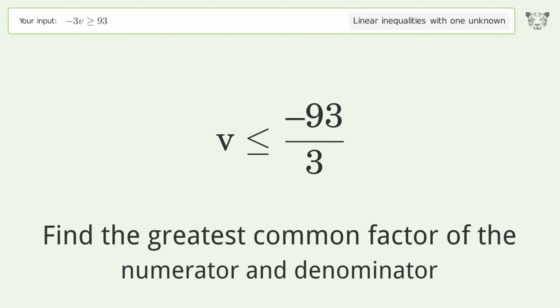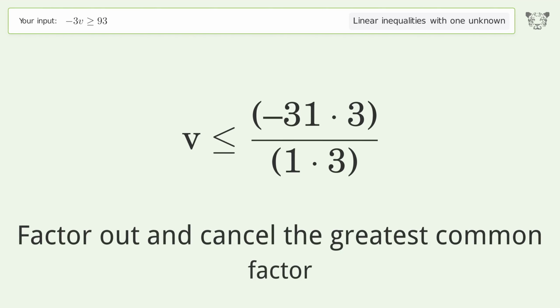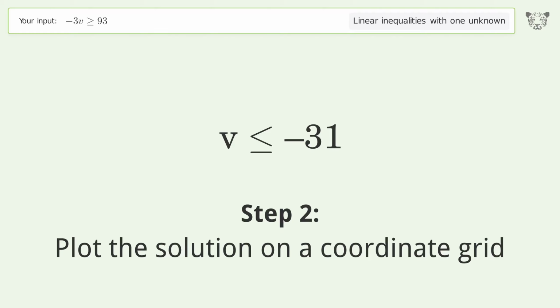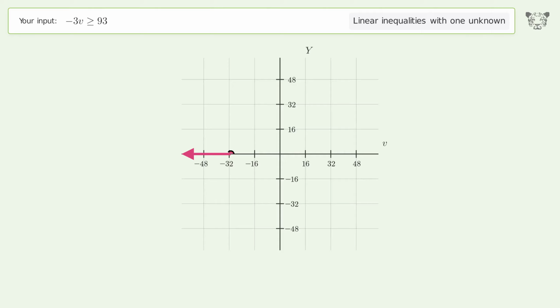Find the greatest common factor of the numerator and denominator. Factor out and cancel the greatest common factor. Plot the solution on a coordinate grid. And so the final result is v equal or smaller than -31.